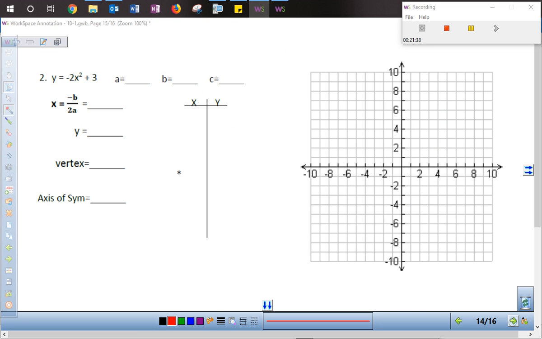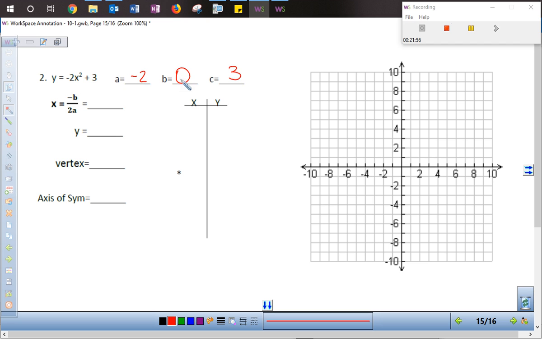Let's try it again on number 2. On number 2, my a value in front of the x squared is negative 2. My b value is in front of the x to the first, and since you'll notice we don't have an x to the first, that means my b value is 0, and my c value is the constant at the end, so that means it's going to be 3. Now, I want you to pause the video and find the x value of your vertex on your own.